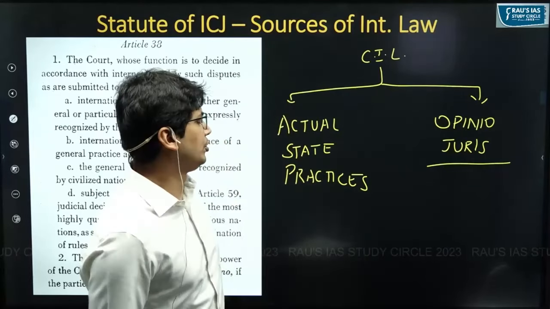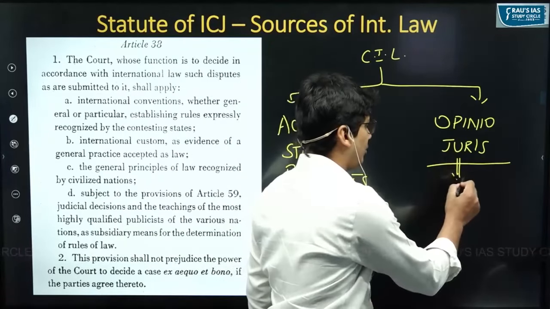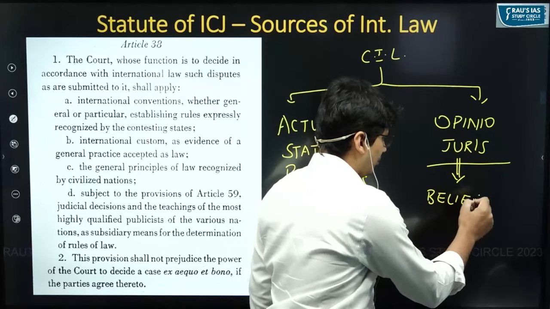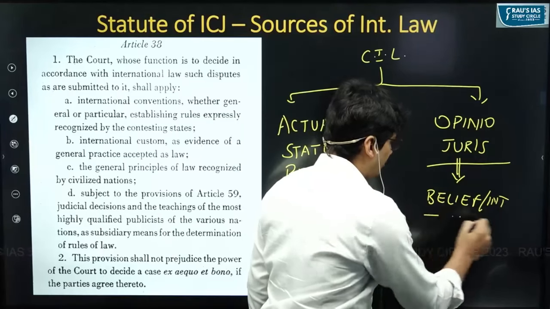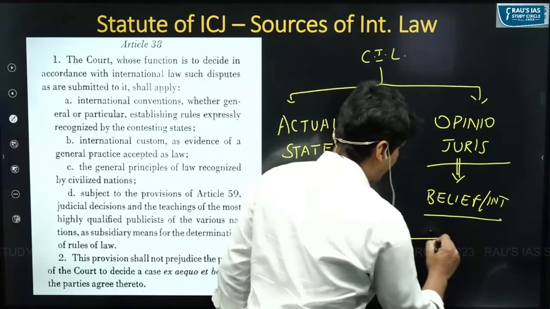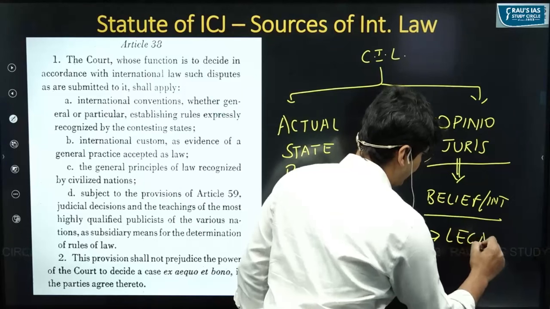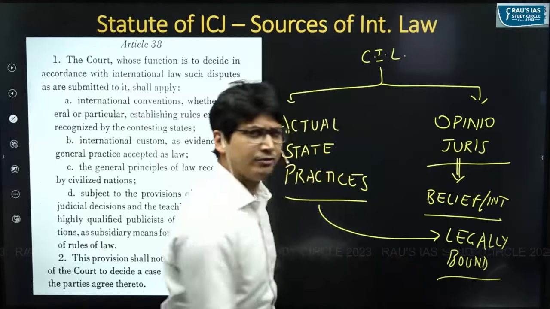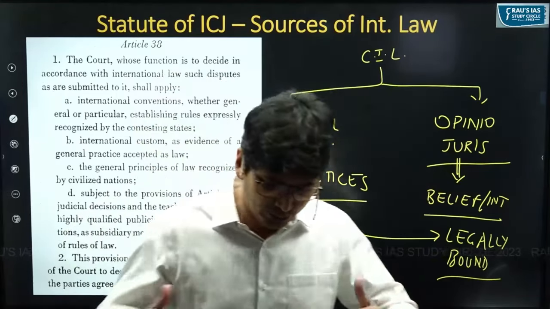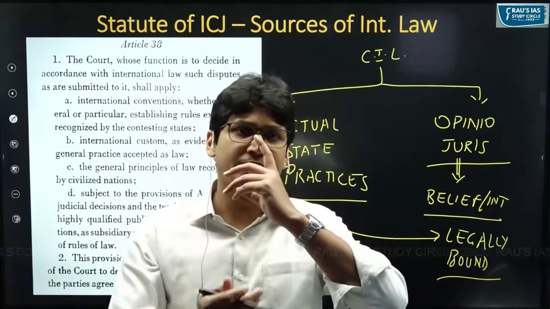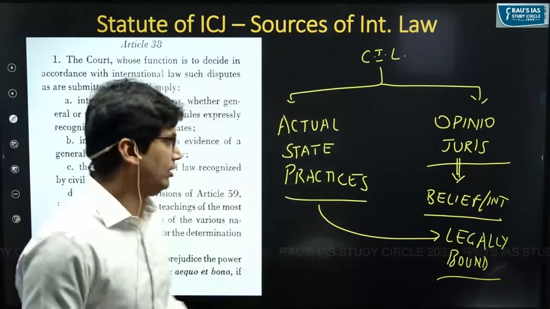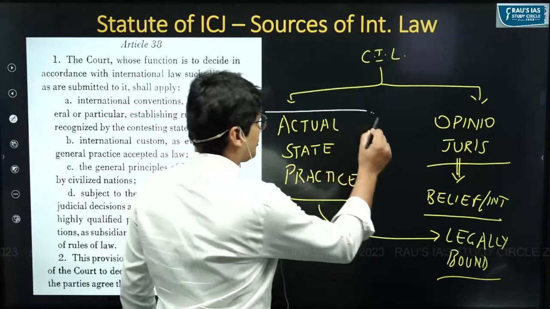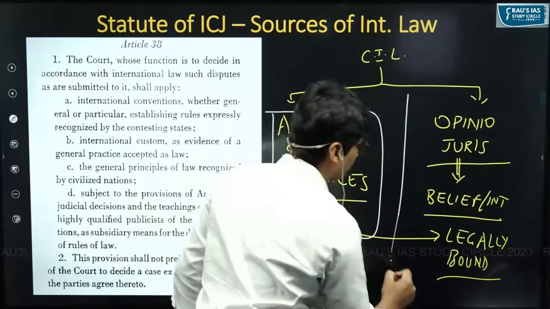So opinio juris is that states believe, or actually it's based on their belief or their intention, that whatever state practices are there, they are legally bound by those state practices. So this is the basic and a very simple meaning of opinio juris. And when these two combine together, we have customary international law. So the question which we delved into in detail was, which has more weightage? This has more weightage, or this has more weightage?